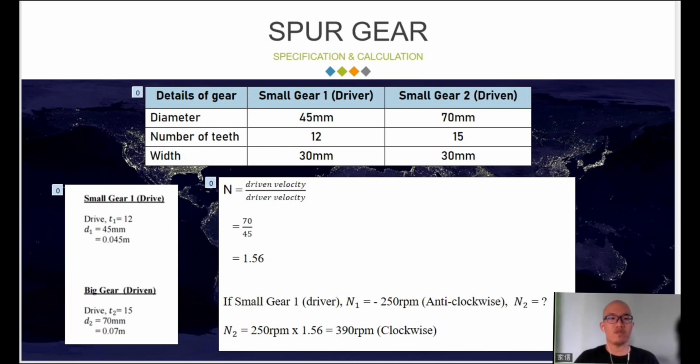Next, we came to small gear 1, the driver, and the driven gear. We first convert the diameters of the small gear and big gear from millimeter to meter. Next, we calculate the ratio of both gears and the efficiency. We use N driven over N driver, then we get a gear ratio of 1.56. If small gear 1, the driver, has negative 250 RPM because it is anti-clockwise, what will be N2, the rotational speed of the second gear? We take 250 RPM times 1.56, so it becomes 390 RPM, positive clockwise.